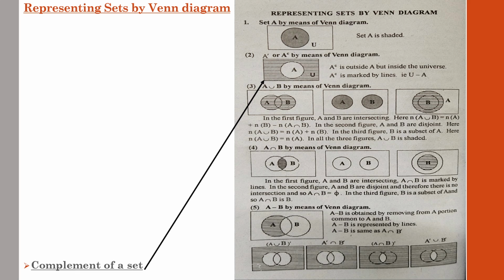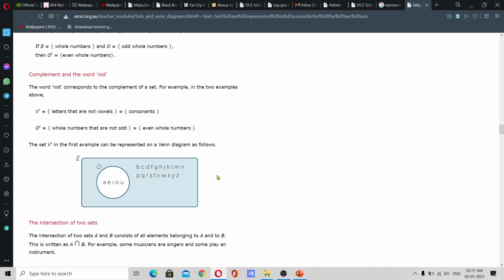If you look closely you can see that there is a line drawn very close to the set, but it doesn't touch the inside of the set A. That means the complement doesn't belong to the set A. That is why the line doesn't cross the set A. You will get a clear picture with another example.